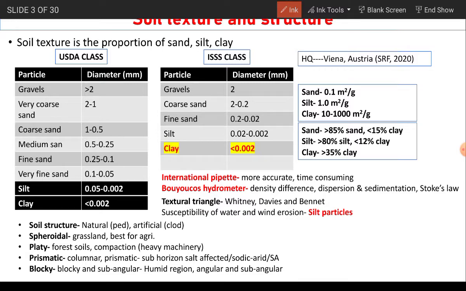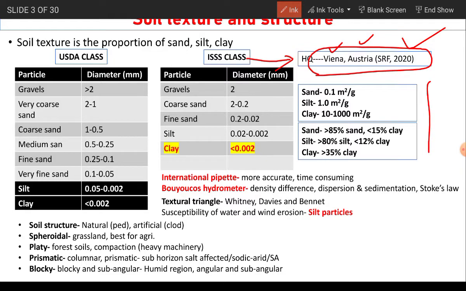Then the question is, where is the headquarters of the International Society of Soil Science? It is at Vienna, Austria. This question was asked in SRF 2022 and it was given in a matching format. So you must remember where the headquarters of the International Society of Soil Science is.